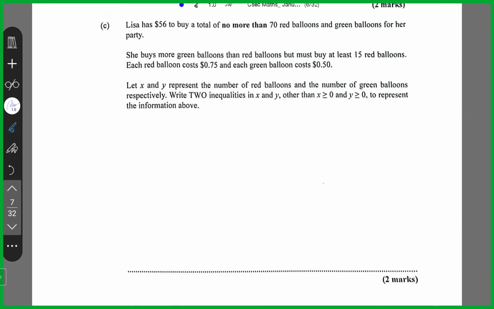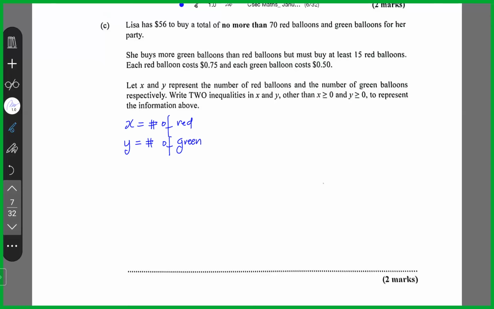But must buy at least 15 red balloons. So she must buy at least 15 red balloons. Let X represent the number of red, and Y, the number of green. All right, what else?